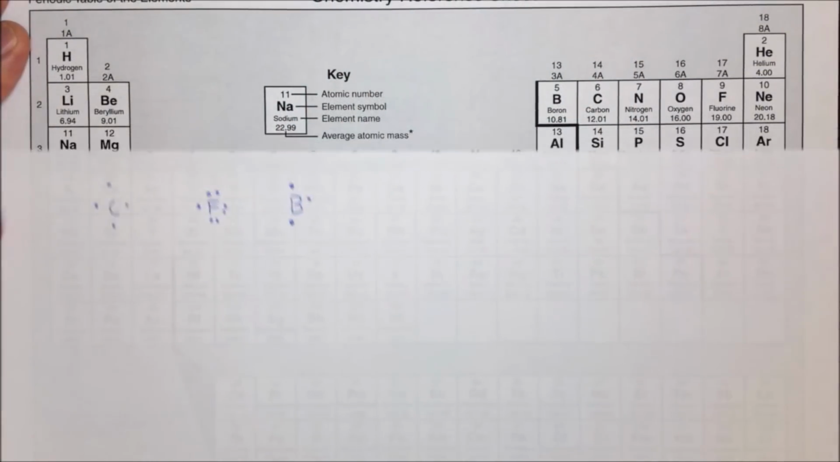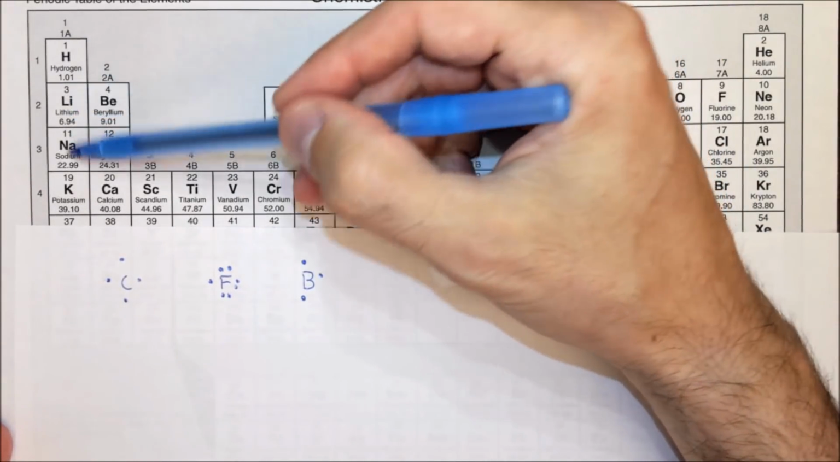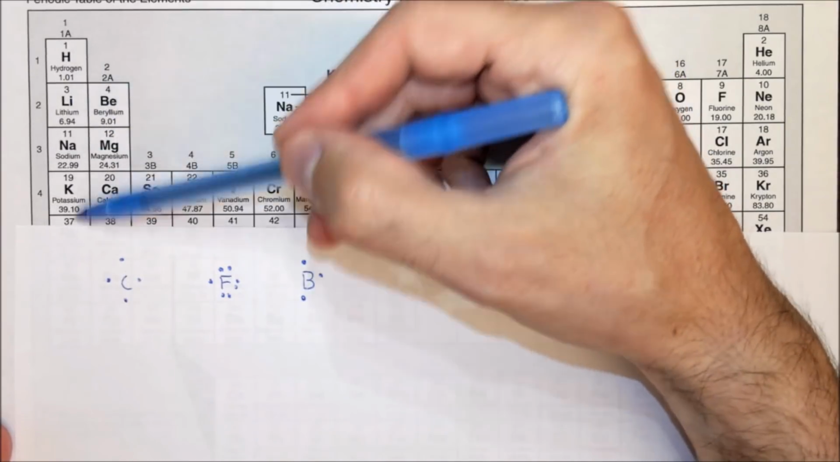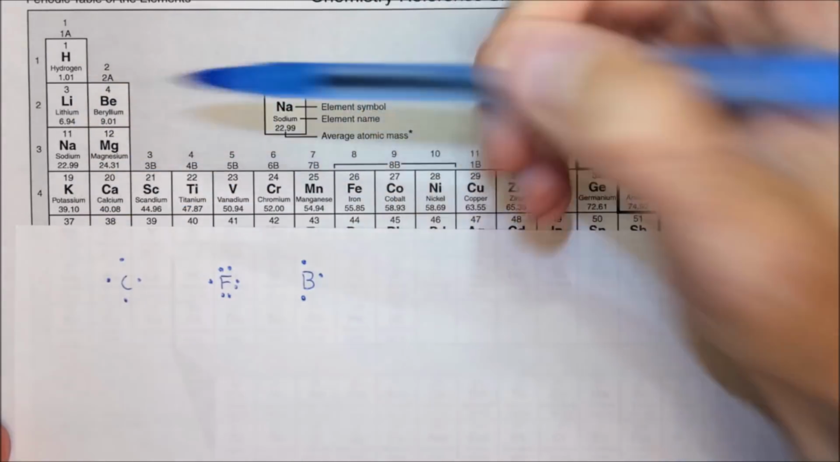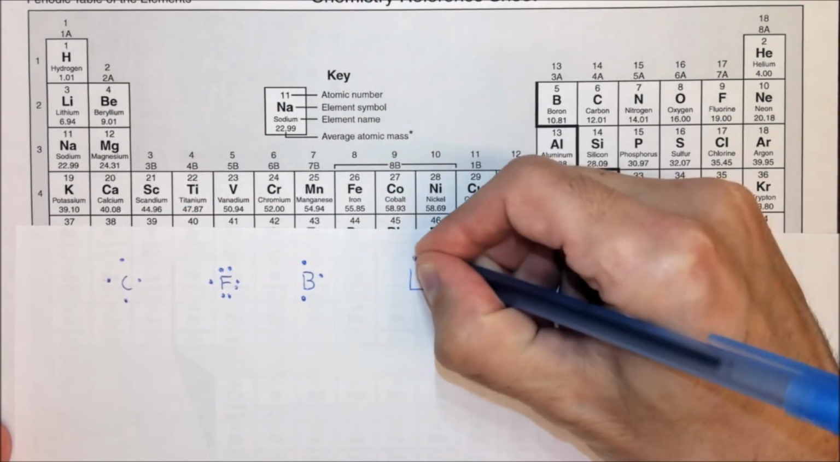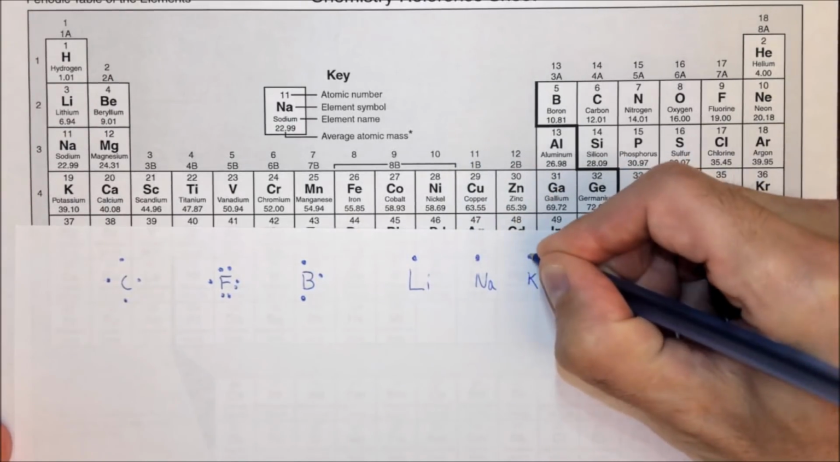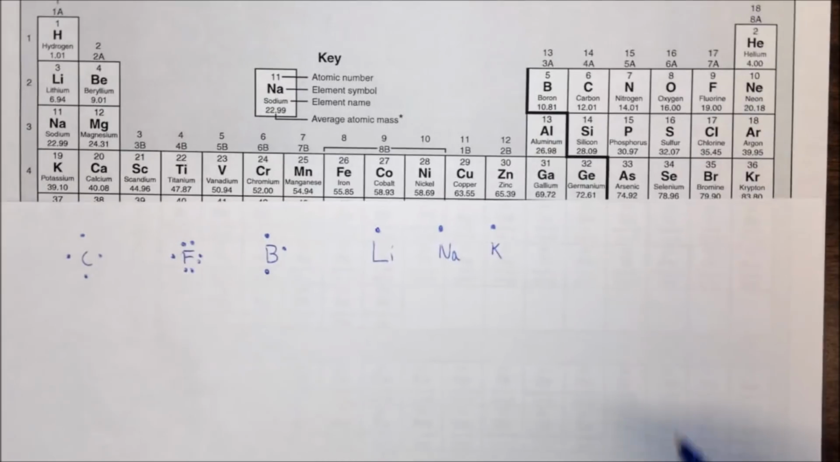It's also important to note that atoms in the same group have the same number of valence electrons. So you'll remember lithium, sodium, potassium, and so on have similar chemical properties. And the reason for that is they all have 1 valence electron. So lithium is this, sodium is this, potassium is this.